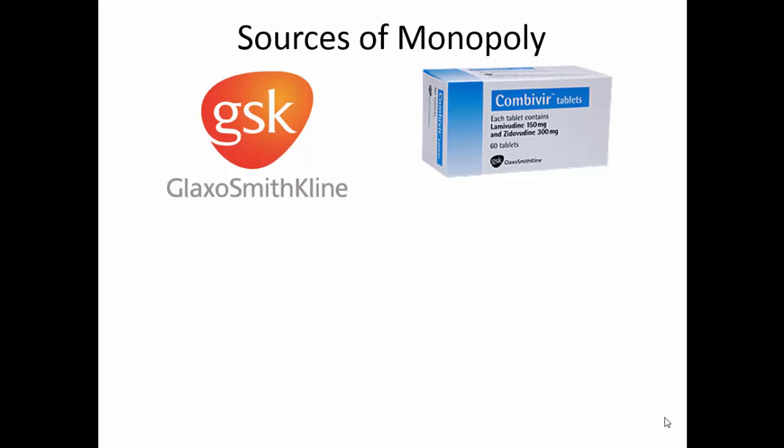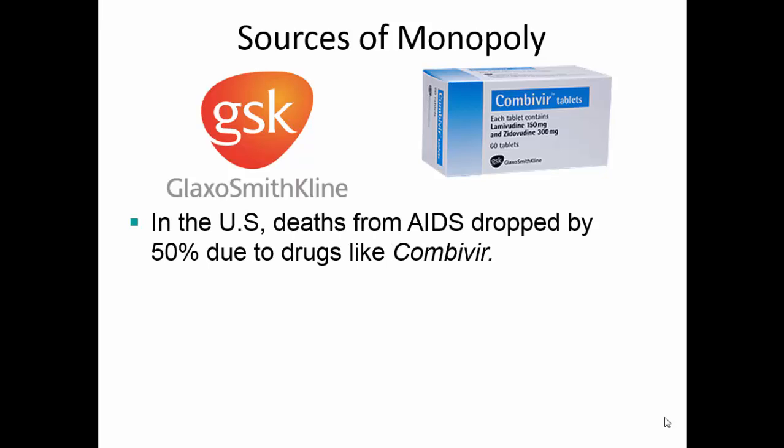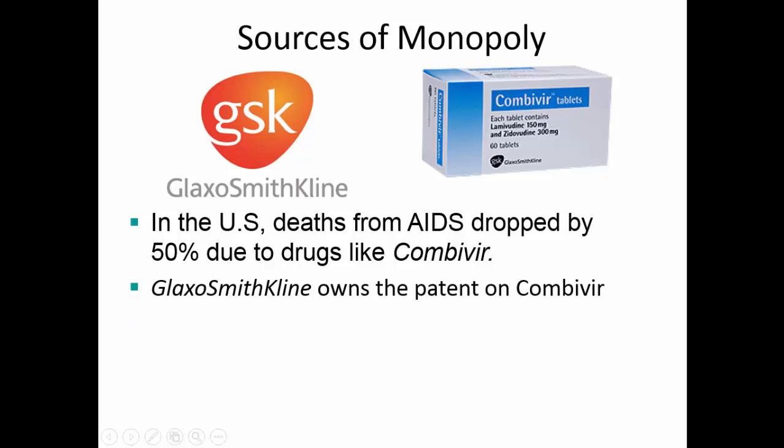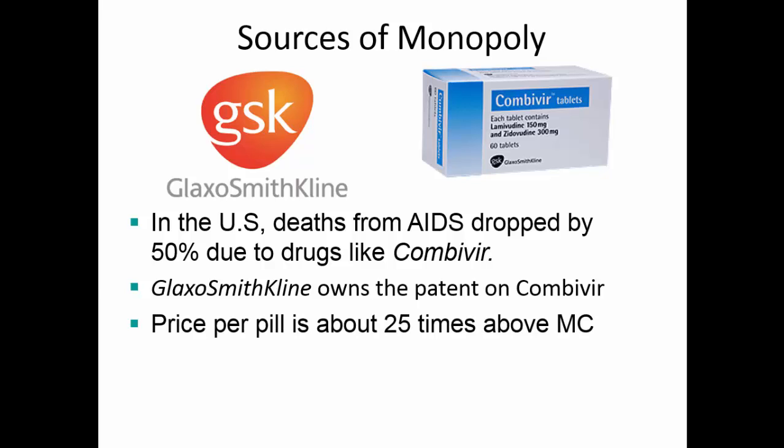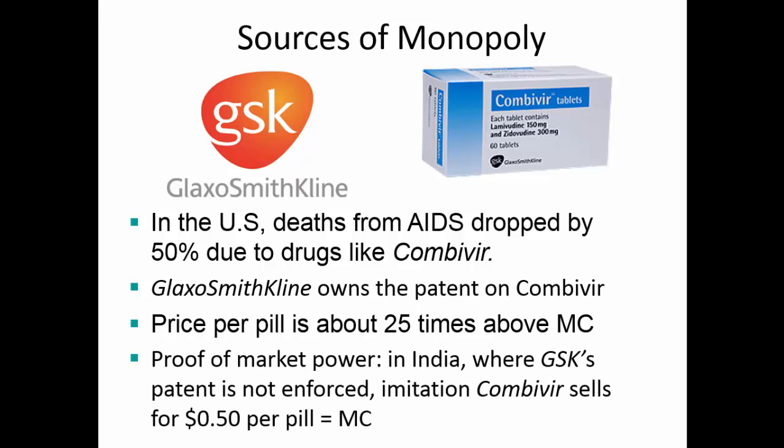So as a case in point, we have GlaxoSmithKline with their prescription drug Combivir, which is an anti-AIDS drug. And this and other drugs were very effective in reducing the death rate from AIDS. Now, of course, GSK owns the patent on the drug, and therefore they're in a monopoly position with this drug. The price per pill is about 25 times above marginal cost, exactly as we would expect. Proof of their market power: in India, the GSK patent is not enforced. You get imitation Combivir for 50 cents per pill, which is about the marginal cost.